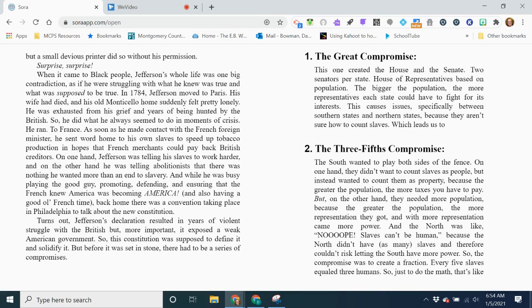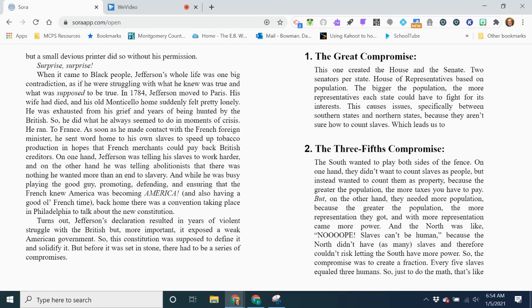Number 1, the Great Compromise. This one created the House and the Senate, 2 senators per state, House of Representatives based on population. The bigger the population, the more representatives each state could have to fight for its interests. This causes issues, specifically between southern states and northern states, because they aren't sure how to count slaves.